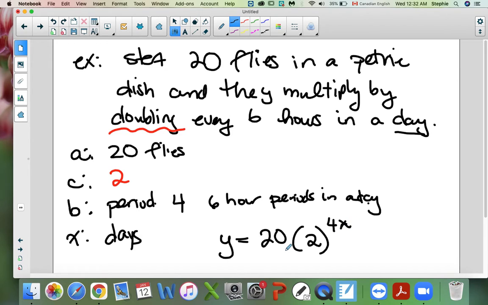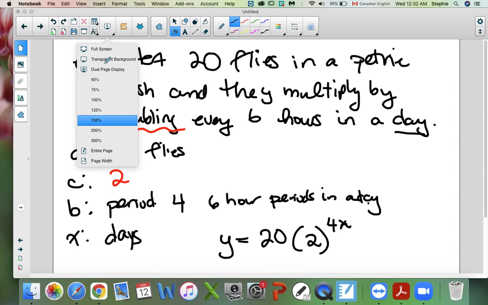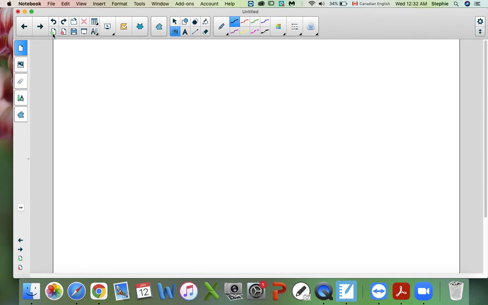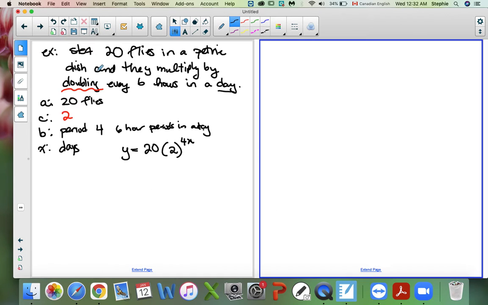So then if I ask you, how many flies are there going to be in 5 days? Well, then you're just going to replace the x by 5. And that's pretty much it. So very important for that B. Now I'm going to give you another example. It's kind of the same, but this time I'm going to change the unit of time.